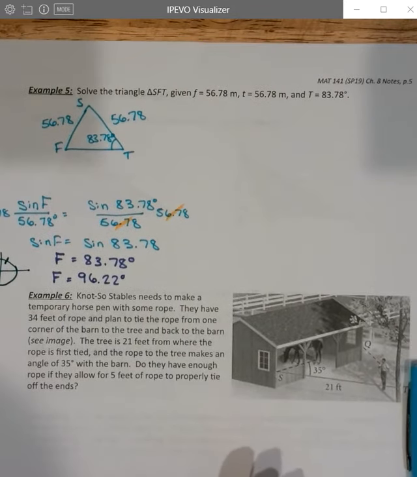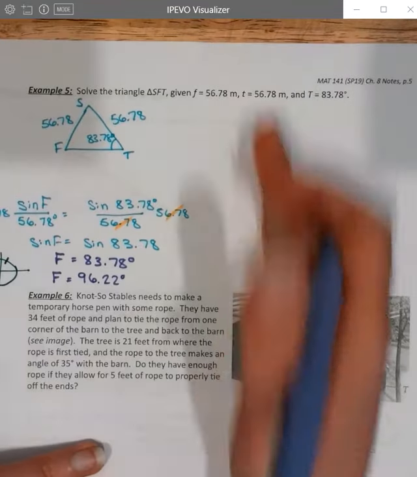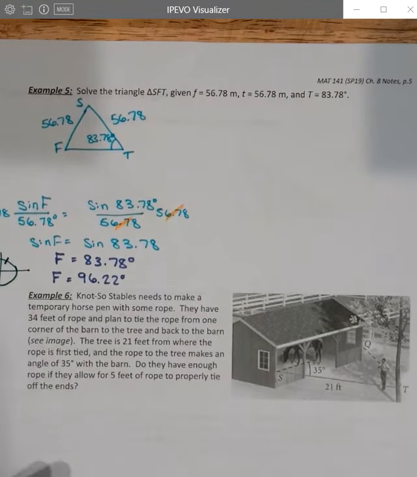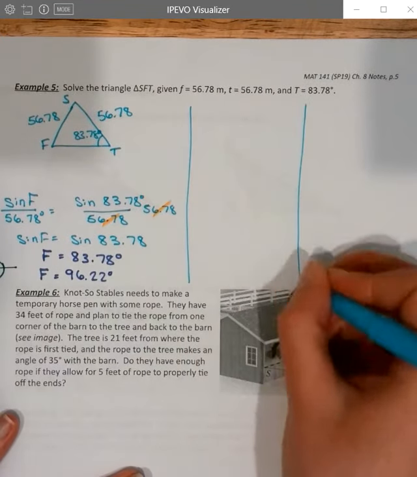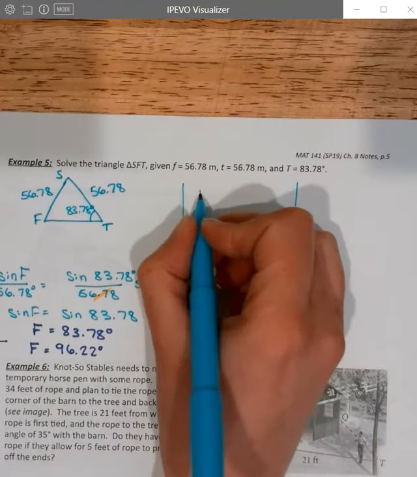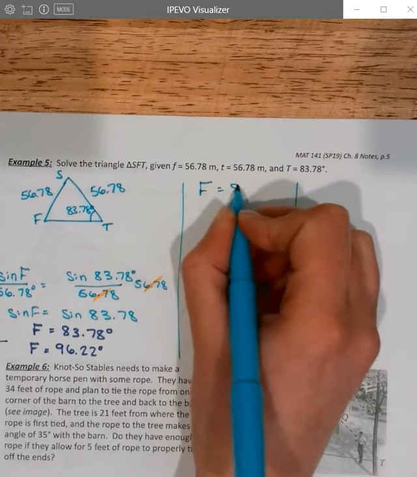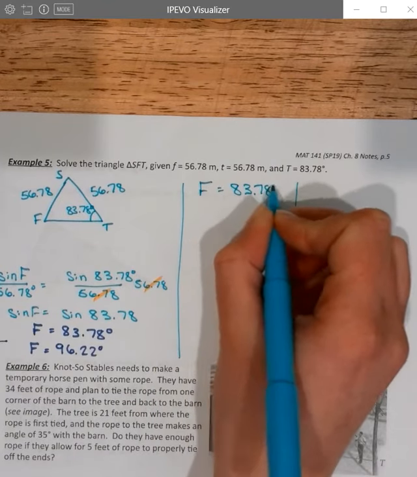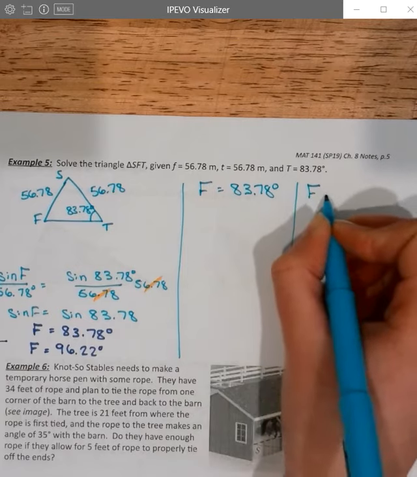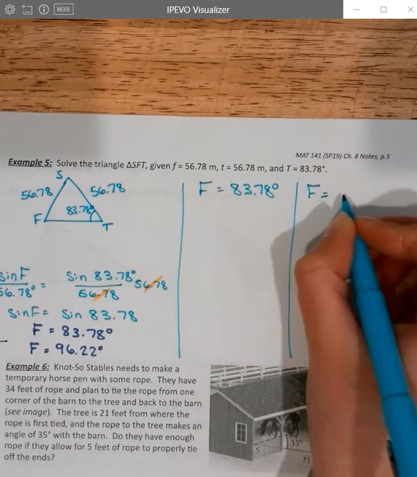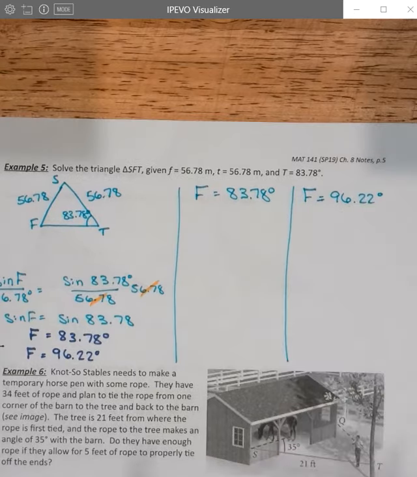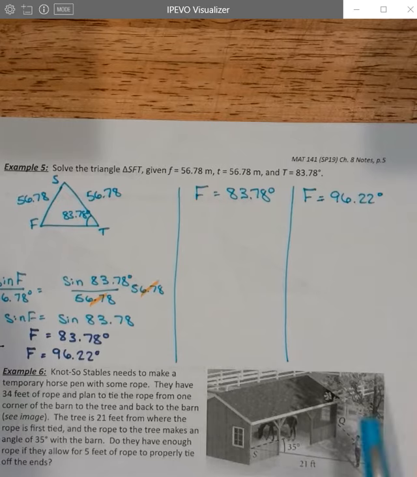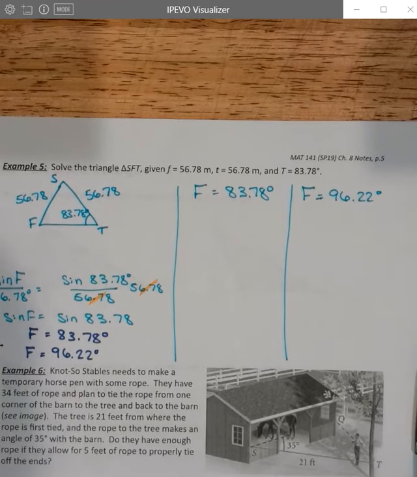And so based on those two possibilities, we'll be able to construct two paths up here. Okay, so the first one is going to have an F value of 83.78 degrees. The second one's going to have an F value of 96.22 degrees. Okay, so angle S is one that I don't yet know, so let's find angle S.